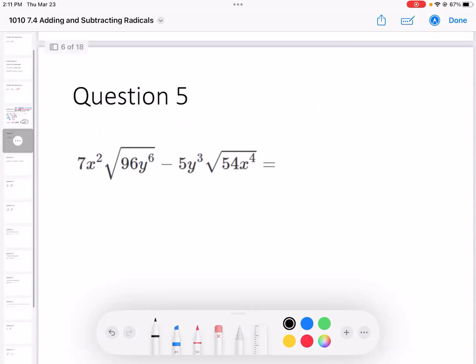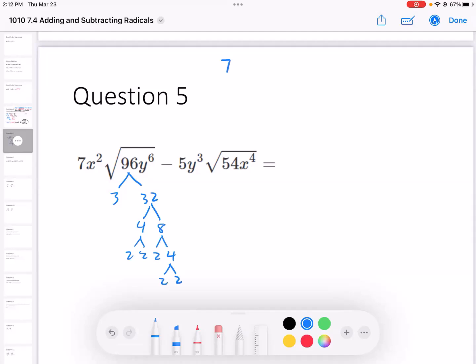The other example I wanted to go over is question 5, because this one involves variables. So just like our last example, you would want to get it into factored form and simplify it. If I take 96, that's divisible by 3, which gives me 32. 32 is 4 times 8. 4 is 2 times 2. 8 is 2 times 4. 4 is 2 times 2. So that first term can be rewritten as 7x squared times the square root of 5 2's multiplied together times a 3 times 6 y's.